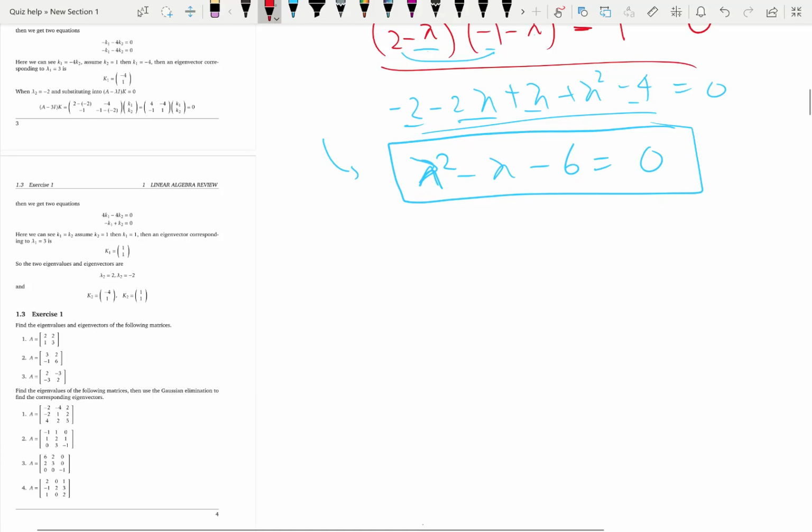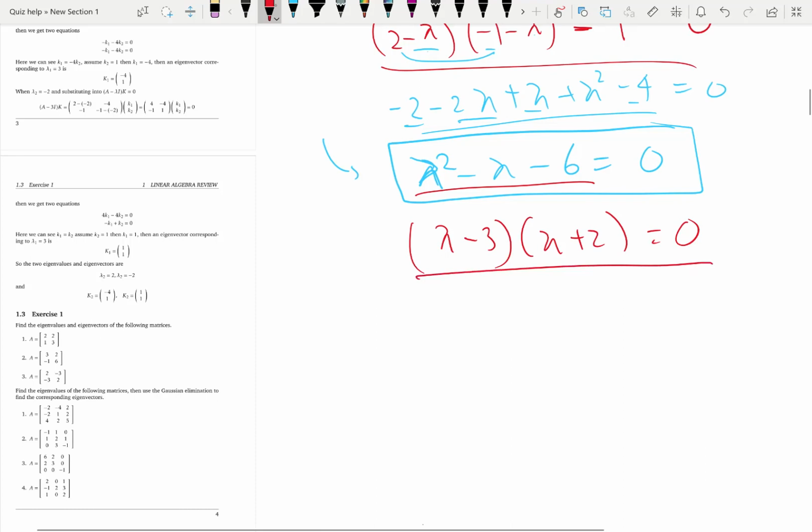All right, so let me factorize this. This will be lambda minus 3 times lambda plus 2, right? Let's double check. Yes. So what are the eigenvalues? Eigenvalues are the lambda values that satisfy this equation. So lambda minus 3 has to be 0, or lambda plus 2 has to be 0, if you want 0 on the right hand side. So either lambda is 3 or lambda is -2. Don't write lambda is -3 and +2. It's not. Here lambda can be 3, here lambda can be -2.